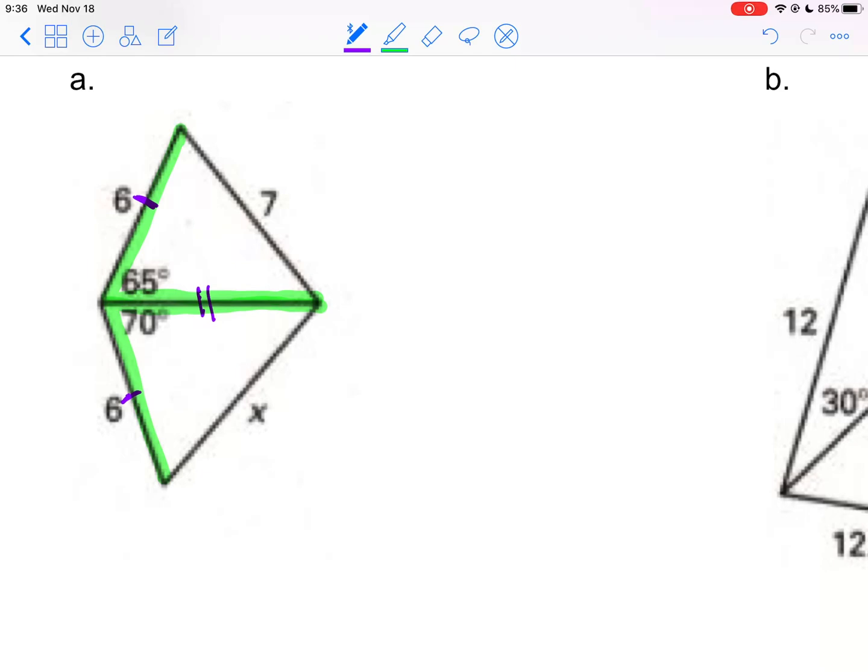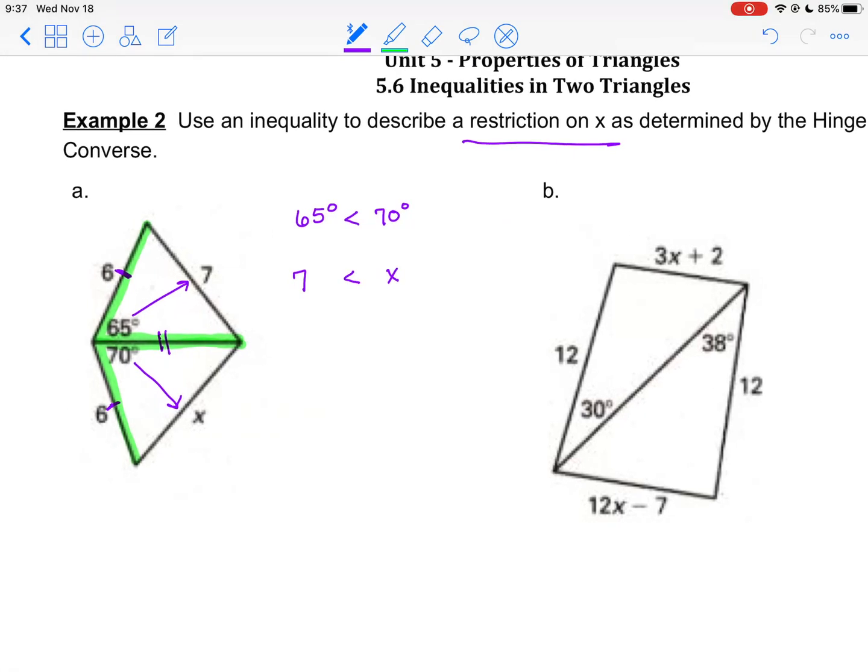So based on this, let's look at the numbers that we know. So the 65 degrees is across from the 7. And the 70 degrees is across from the x. So this is going to help me set up my inequality. So since 65 is less than 70, 7 is going to be less than x. So when we are writing an inequality, I want to write it to where the variable comes first. So I'm going to start with the x here. And since this inequality sign opens up to the x, whenever I flip it around, it's still got to open up to the x. So this is going to be x is greater than 7. That's my restriction.